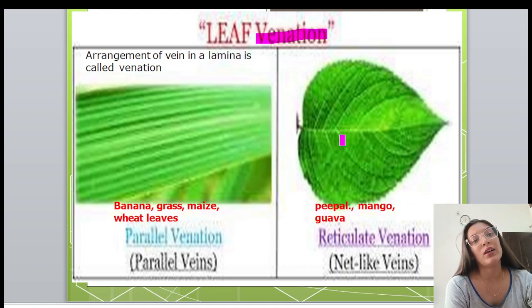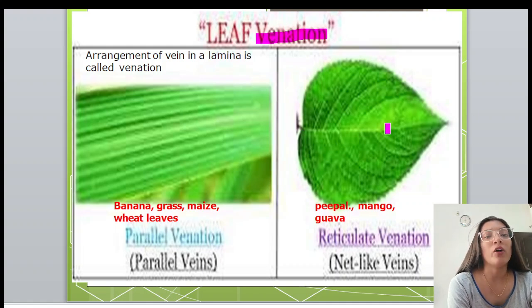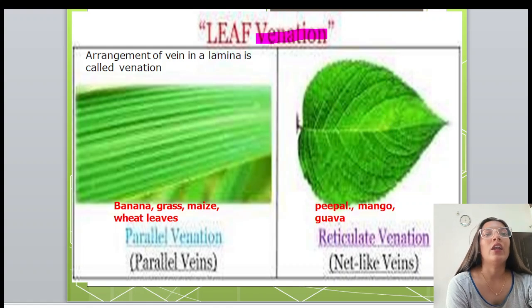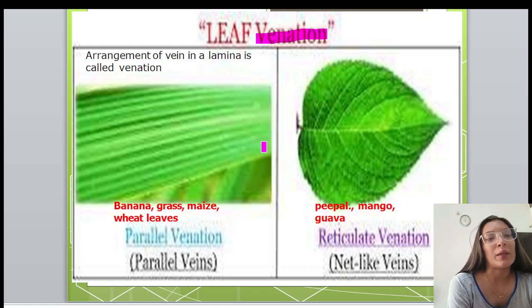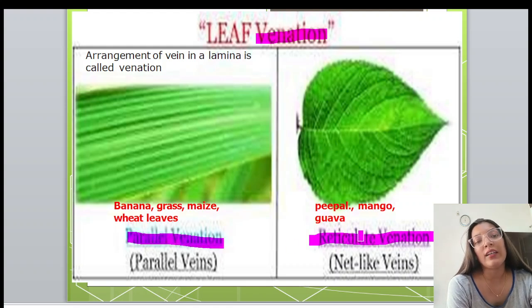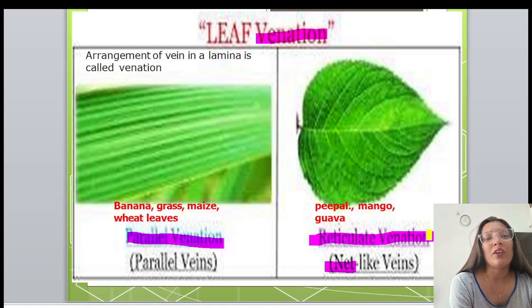Venation is basically the arrangement of veins on the surface of the leaf, which is your leaf lamina or the leaf blade. Now, this venation can be of two types. One is called reticulate venation, another is called parallel venation. Ret is similar in word to net. So when you can observe that the veins are arranged in a net-like fashion in a branched order, then it is called a reticulate venation.